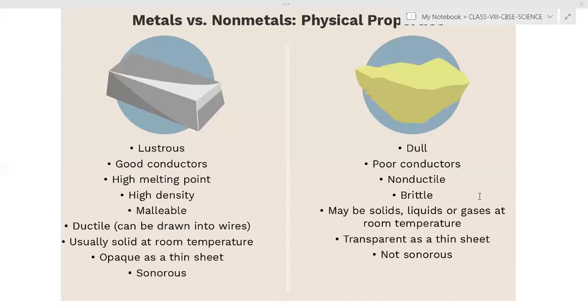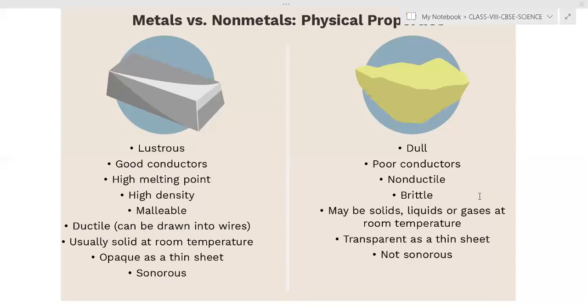Electrical conductivity. It means a material can conduct electricity. Example: copper. Thermal conductivity. It means a material can conduct heat. Example: iron. Based on the physical properties, metals and nonmetals can be distinguished as follows.